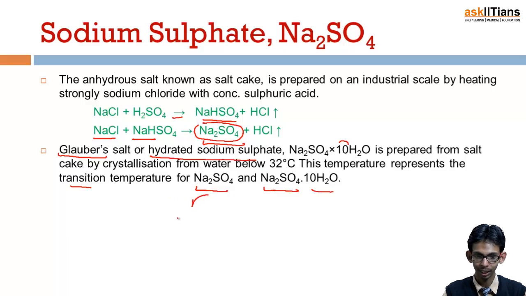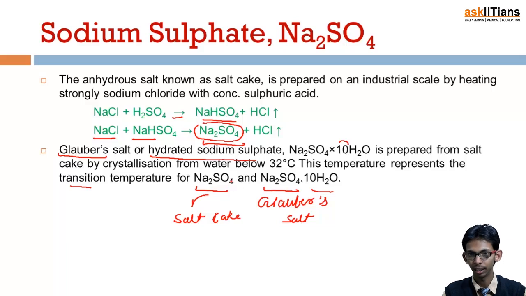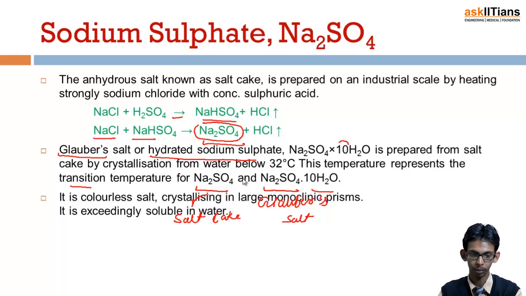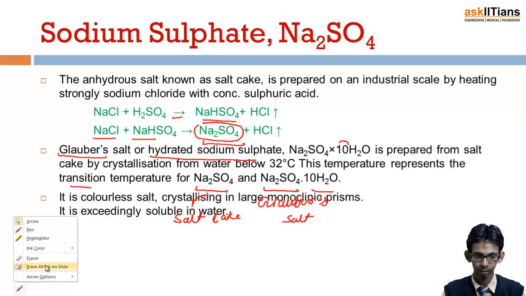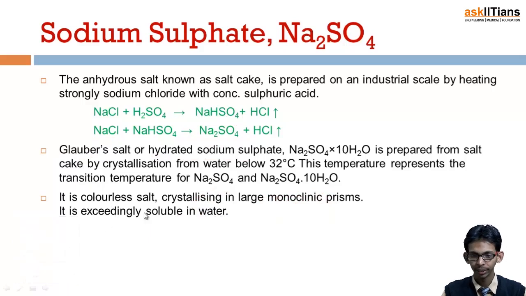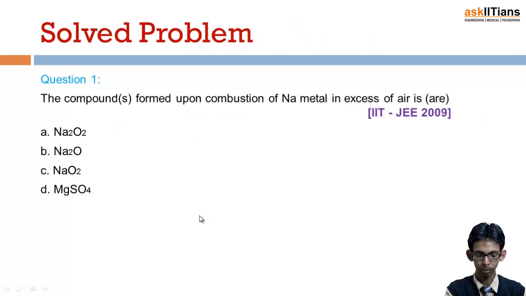So this is basically salt cake, and this is Glauber salt. This is the hydrated form, this is the dehydrated form. Now the next point: it is a colorless salt, crystallizes in large monoclinic prisms, and is exceedingly soluble in water. That means it is highly soluble in water. Now we have to discuss some questions based on all these.